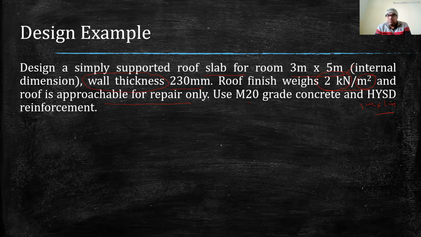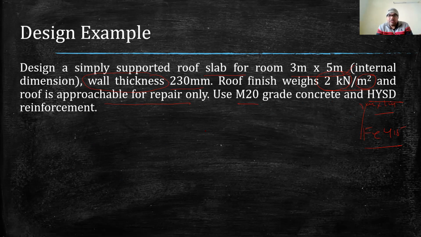And we have to use material as concrete grade M20. And for the steel, it is HYSD, which means Fe 415. So this reinforcement we are going to use in the slab. So we will note down all the details from here.